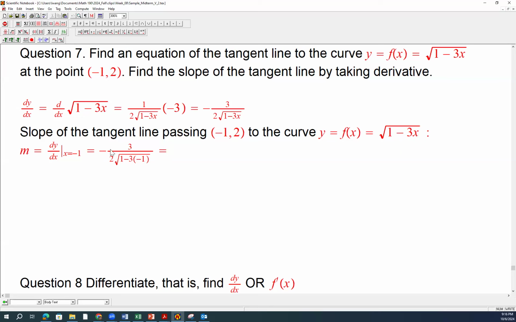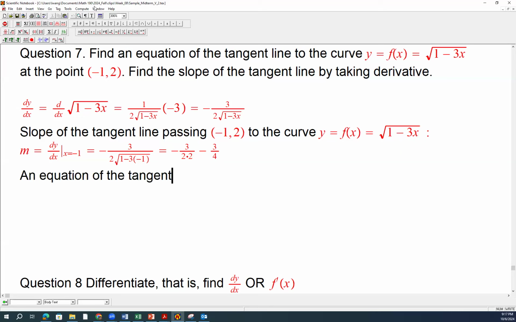Simplify. What do we get? 1 minus 3 times -1, this is going to be a +4. +4, you take the root, it is a 2, and this is going to be -3/4. -3/4.